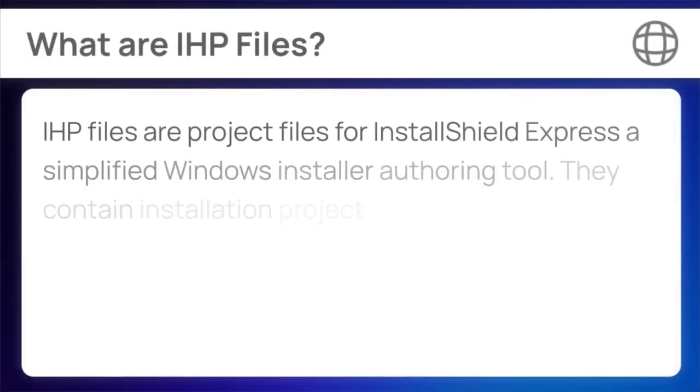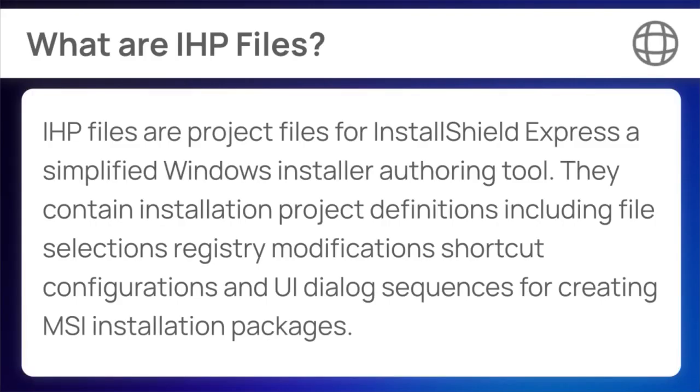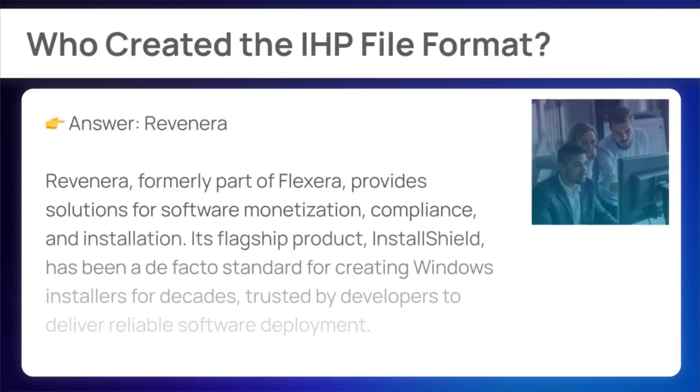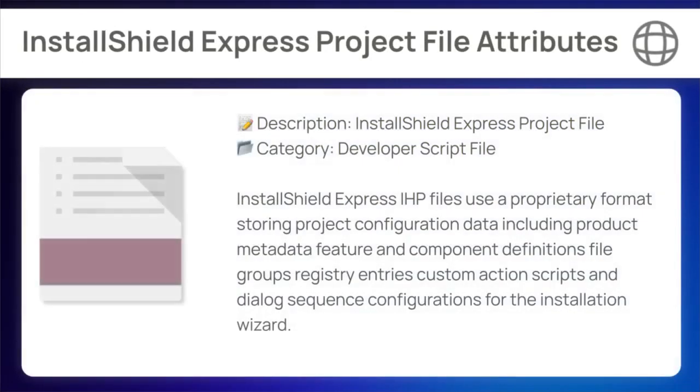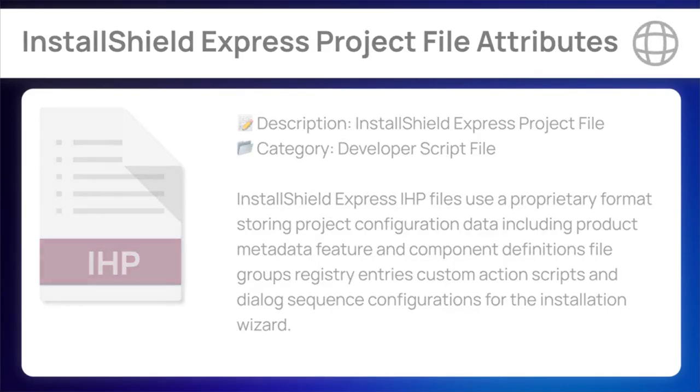IHP files are project files for InstallShield Express, a simplified Windows installer authoring tool. They contain installation project definitions, including file selections, registry modifications, shortcut configurations, and UI dialog sequences for creating MSI installation packages. InstallShield Express IHP files use a proprietary format, storing project configuration data, including product metadata, feature and component definitions, file groups, registry entries, custom action scripts, and dialog sequence configurations for the installation wizard.